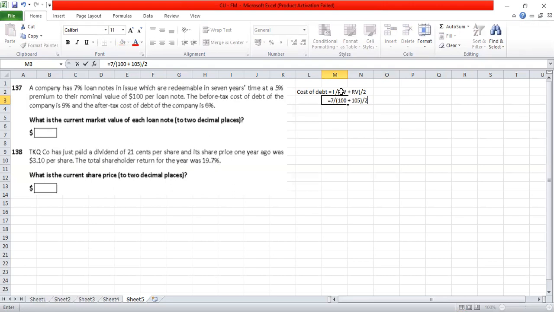No, we are asked about the current market value. So for the current market value, the sale value is not known to us. So sale value plus 105 divided by 2. This happens to be the before tax cost of debt, which happens to be 9%.